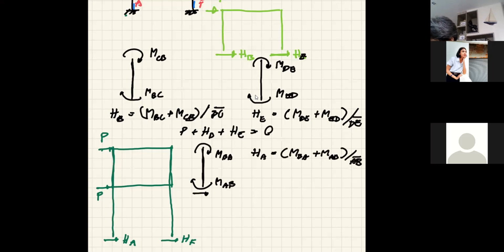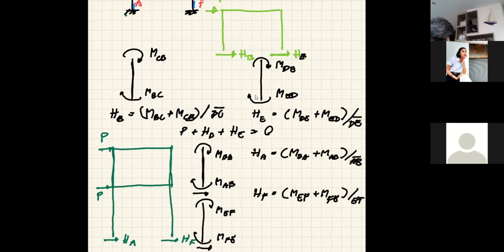And likewise for member EF, right? So you have MEF, MFE, and then this shear, and you can say HF is equal to MEF plus MFE divided by the length EF. And in the end, your equilibrium equation is 2P plus HA plus HF equal to 0.